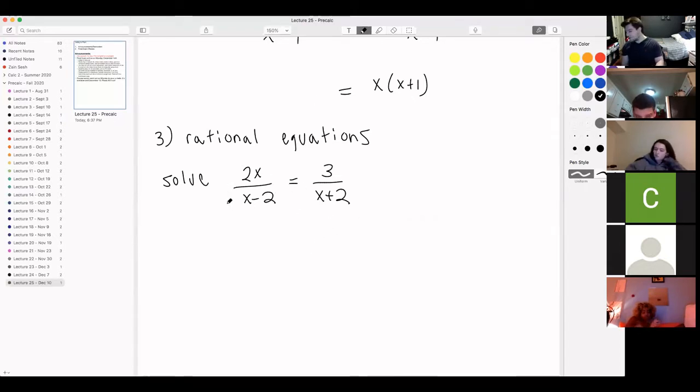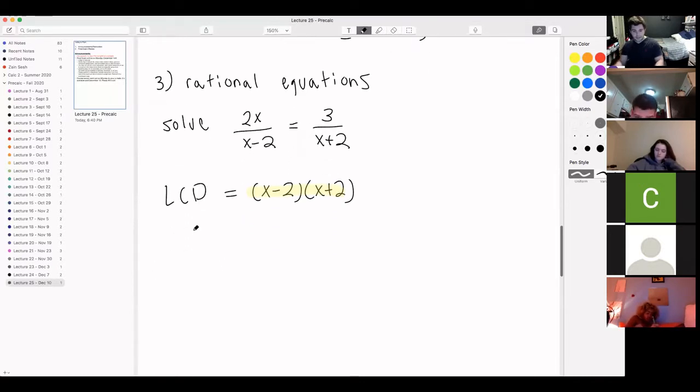Okay, good. So what you do here is you multiply both sides by the LCD of every fraction that's present in the equation. All right, good. So the LCD, more times than not, you're just going to take the product of what's here. So the product is just going to be x minus 2 times x plus 2. That is the LCD, the least common denominator. Now you multiply both sides by this, and you'll get 2x times x plus 2 equals 3 times x minus 2.